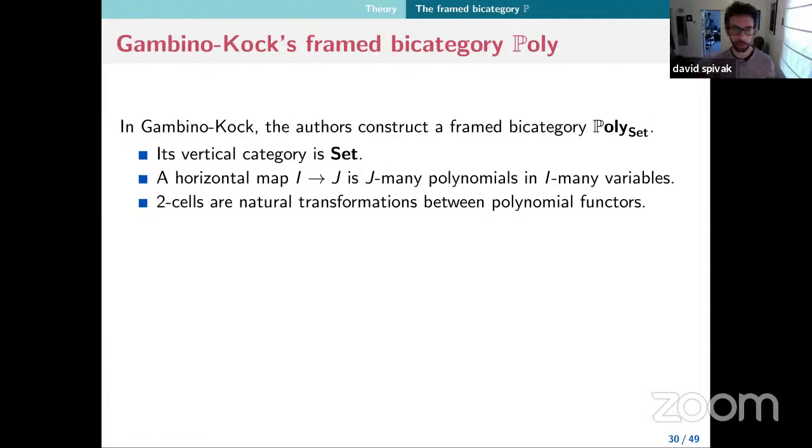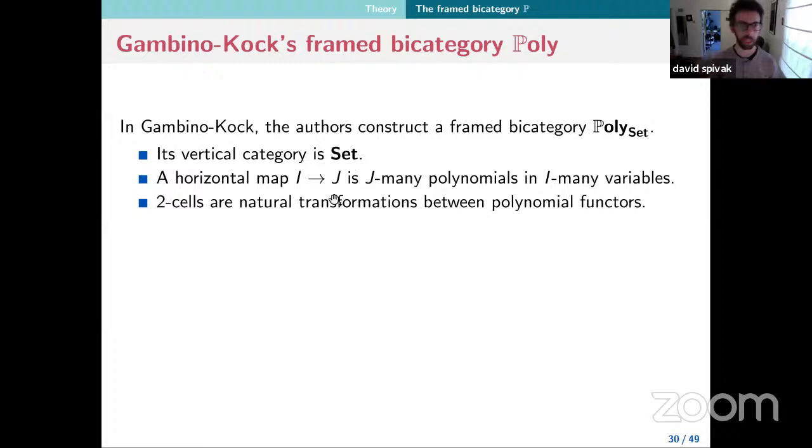So the objects are sets, the verticals are functions, and the horizontal maps from I to J are J many polynomials in I many variables. And of course, they did this for an arbitrary locally Cartesian closed category E. I'm just talking about Set here today.